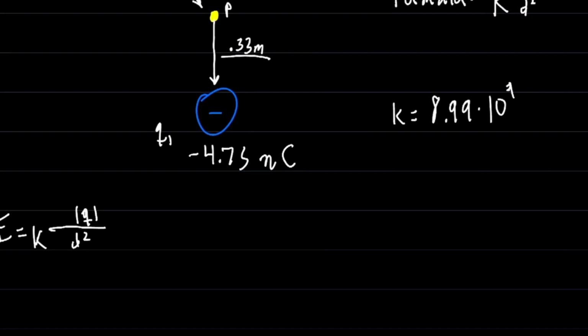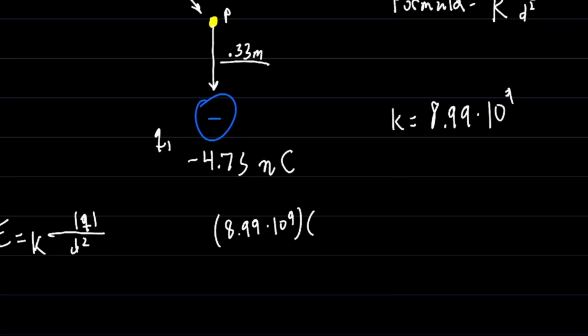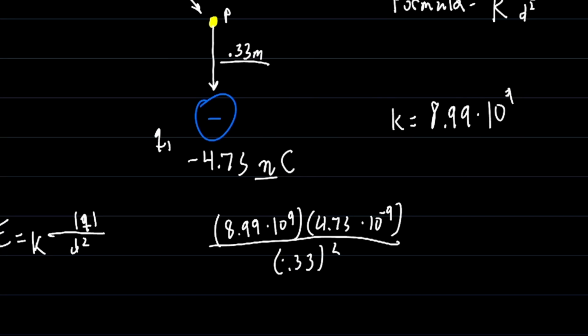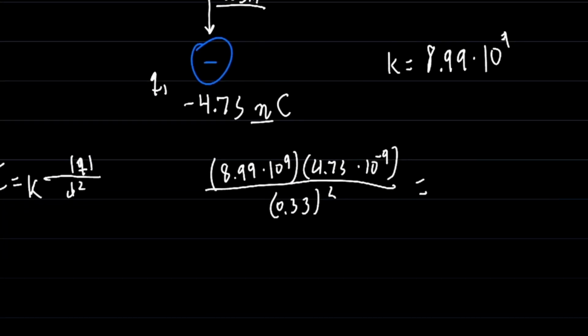So for this one, if we're just finding the magnitude, we can just plug in numbers. I'm going to move k to the numerator now and say that 8.99 times 10 to the 9th times 4.75, it's nano, so it's going to be 10 to the negative 9th, over 0.33 squared, and this would give us our E.